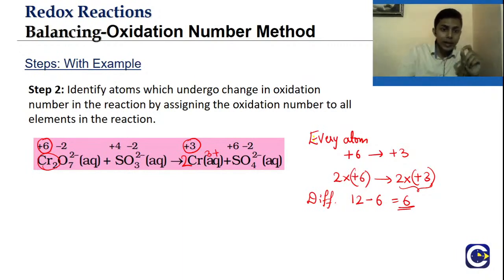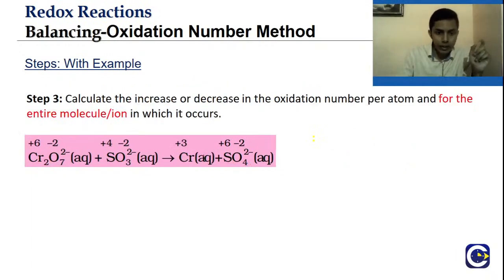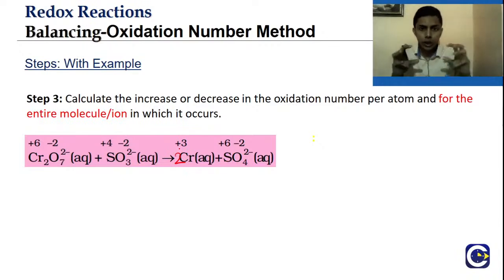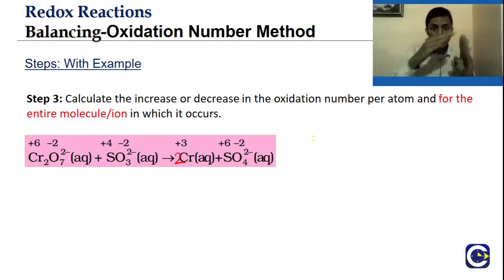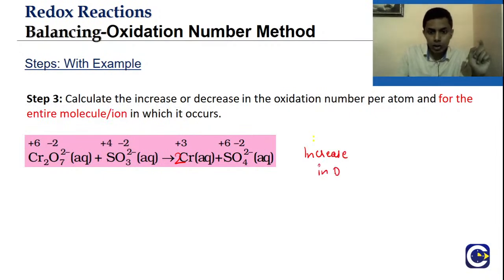Whereas for sulfur, what is it? Let's try doing that. Initially I found out the oxidation number of all the entities, and I have to also find out which one is getting oxidized and which one is getting reduced. Once I found that out, I have to see what is the increase in oxidation number of the one which is getting oxidized, and what is the decrease in oxidation number of the one which is getting reduced. So we found that for this, the change in oxidation number is 6.